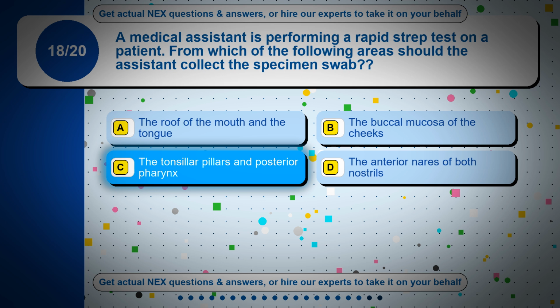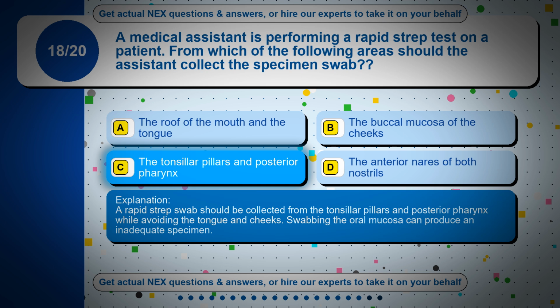The tonsillar pillars and posterior pharynx. A rapid strep swab should be collected from the tonsillar pillars and posterior pharynx while avoiding the tongue and cheeks. Swabbing the oral mucosa can produce an inadequate specimen.